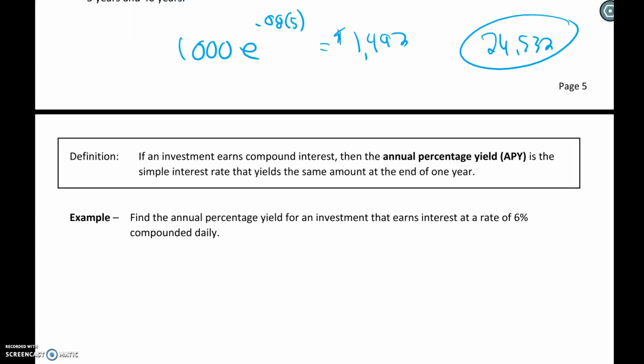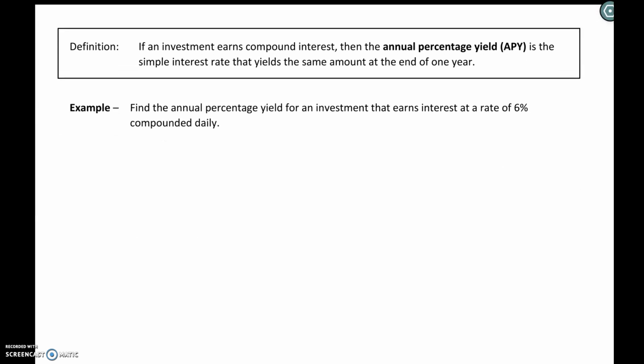Number 63 on page 372 asks us to find the annual percentage yield for an investment that earns 8% interest compounded monthly. So if I would have gotten to this last part of the notes, you might have had a better shot of figuring this one out. So what is the definition of annual percentage yield?